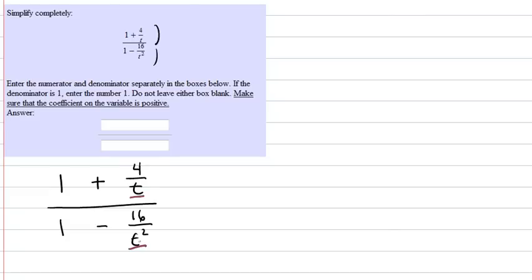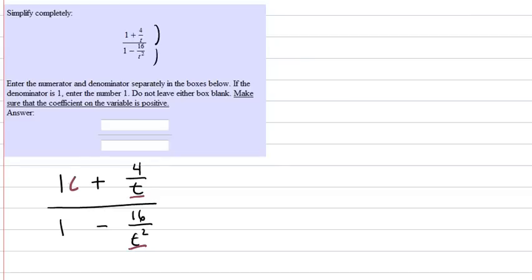In this case, we've only got a t and a t squared. And we multiply the top and the bottom by the common denominator of all those denominators. So the common denominator of t and t squared is t squared. Remember, you take the highest degree. So t to the first, t to the second, we would want t squared. So we're going to multiply the top by t squared.